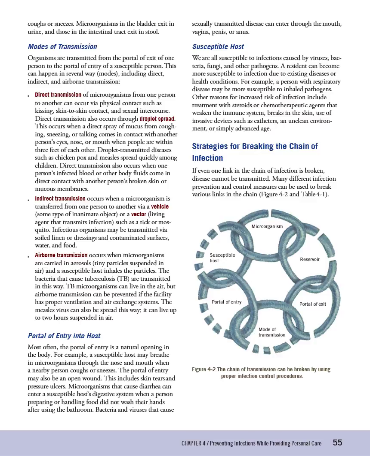Airborne transmission occurs when microorganisms are carried in aerosols, tiny particles suspended in air, and a susceptible host inhales the particles. The bacteria that cause tuberculosis, TB, are transmitted in this way. TB microorganisms can remain in the air, but airborne transmission can be prevented if the facility has proper ventilation and air exchange systems. The measles virus can also be spread this way. It can live up to 2 hours suspended in air.